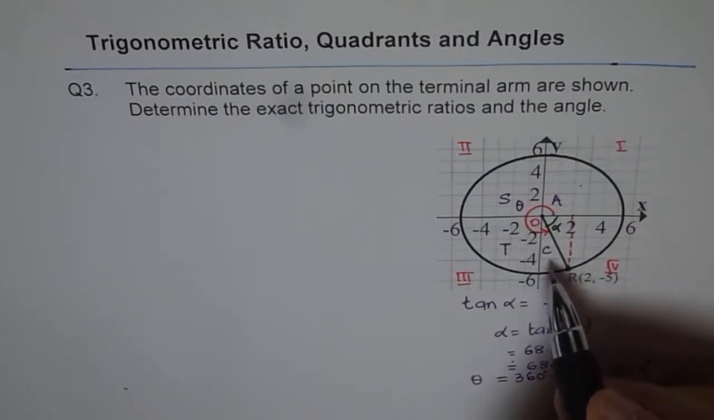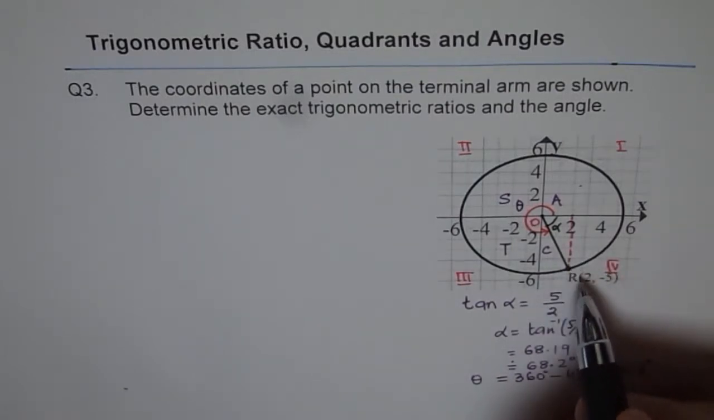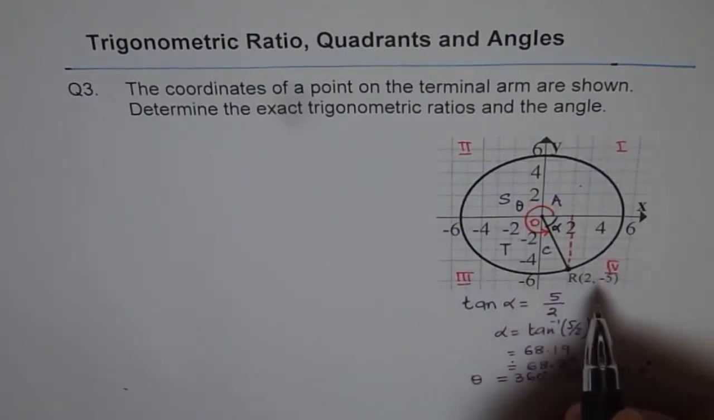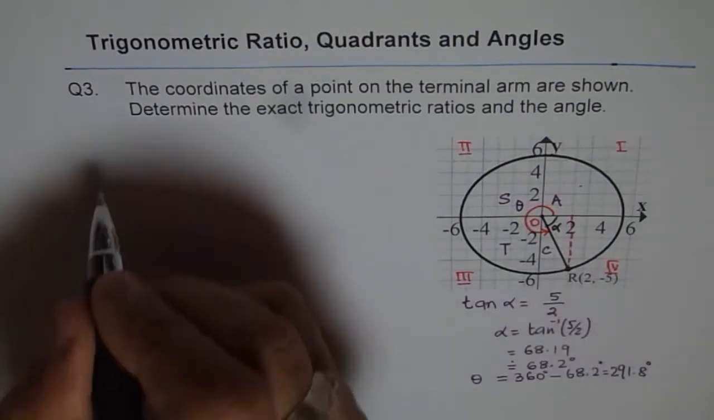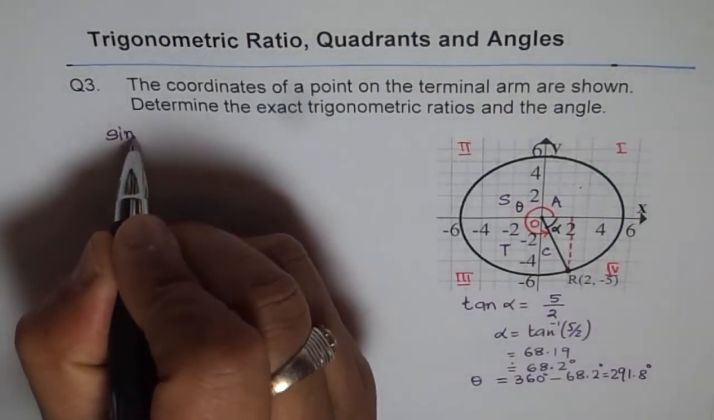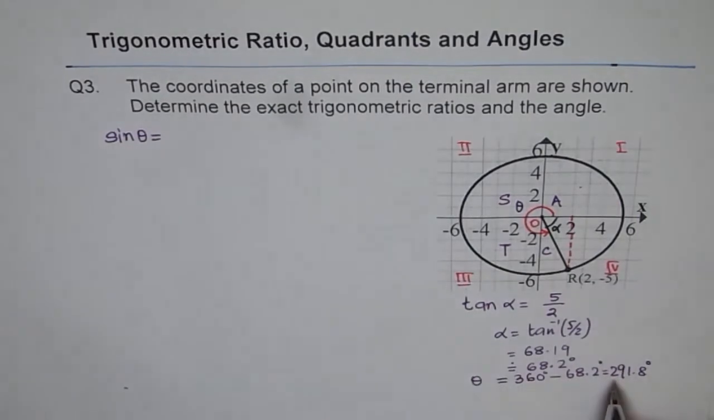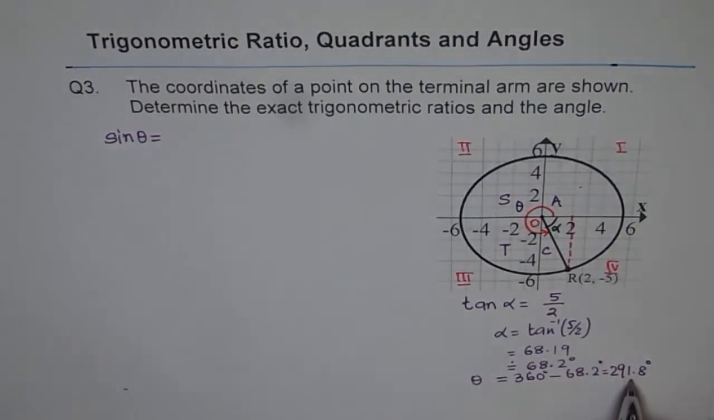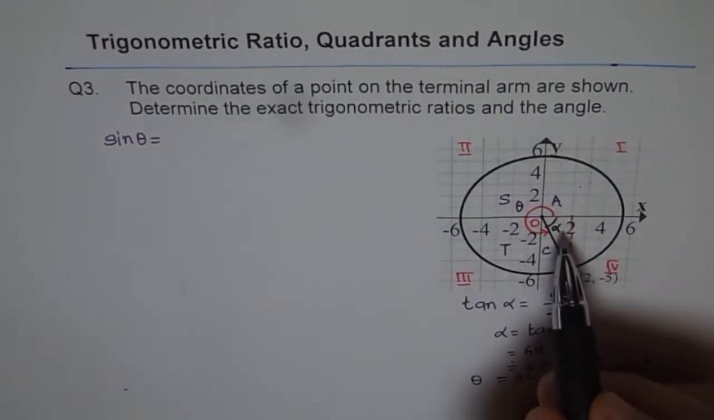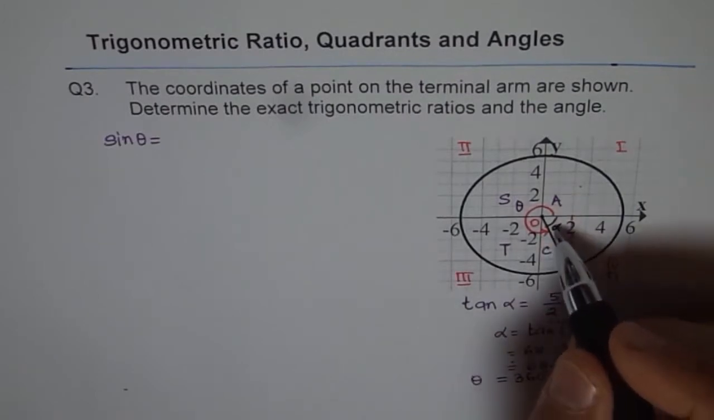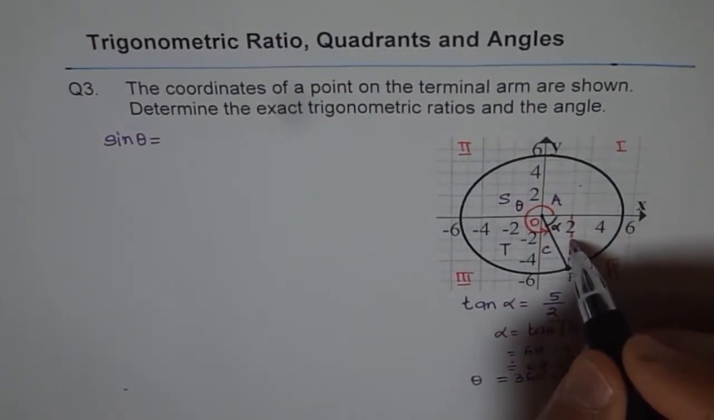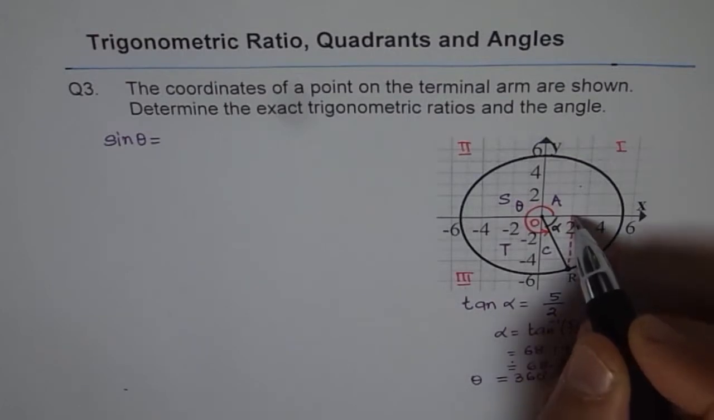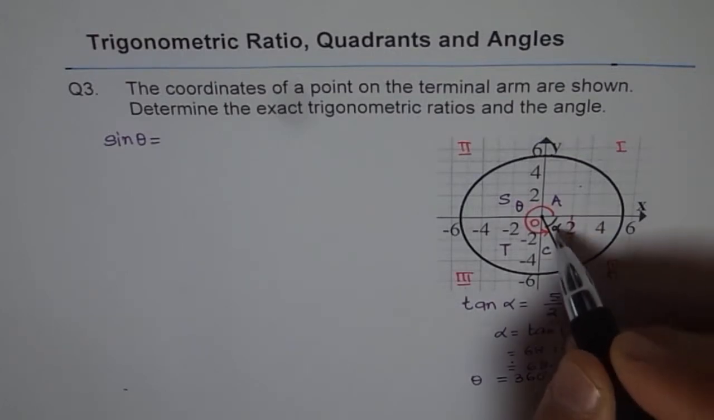So let's figure out what the trigonometric ratios are for the point R, which is in quadrant 4, correct? Let's start with sine. Sine of theta, where theta, which we just calculated, is 291.8 degrees. Sine theta is opposite over hypotenuse, so you look from this angle. Opposite is this, which is minus 5, over hypotenuse.